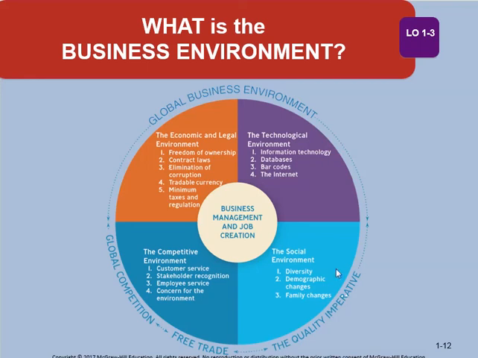Then there's the social environment. How diverse is your demographic? Is your demographic older or younger? What kind of family changes are affecting the business? And then you have the competitive environment. How competitive is it? Is it pretty much a monopoly, or is it extremely competitive? So for example, if there's lots of different restaurants, people tend to not be super committed to just one restaurant. So for example, you might eat at McDonald's one day and then Burger King the next. So that is a very competitive environment.